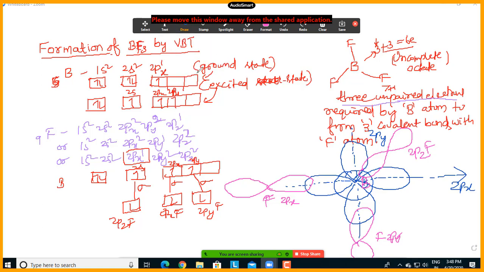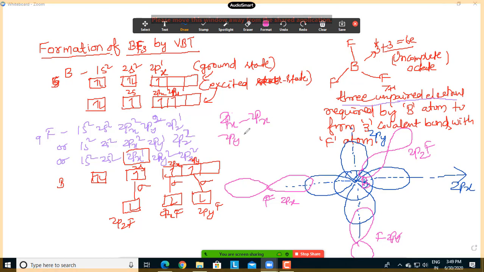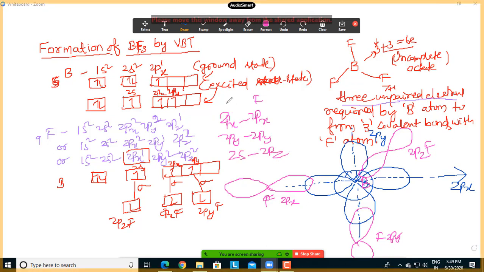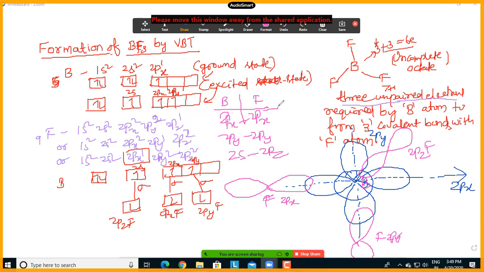But in this theory one problem is there. Here the overlapping is what? 2px, 2px, 2py, 2py, and 2s, 2pz. So this is fluorine, this is boron. This is the type of overlapping.